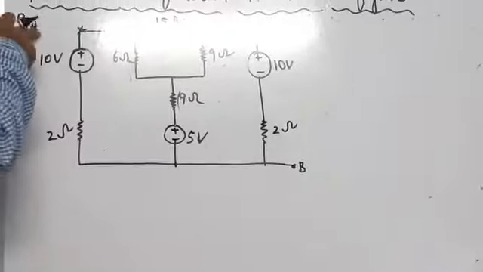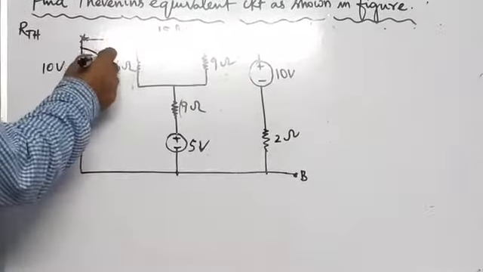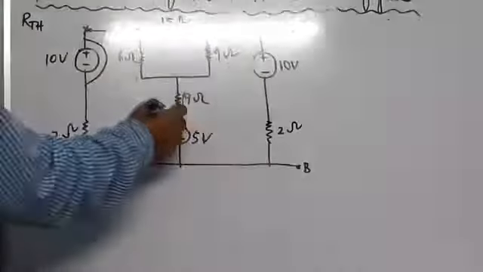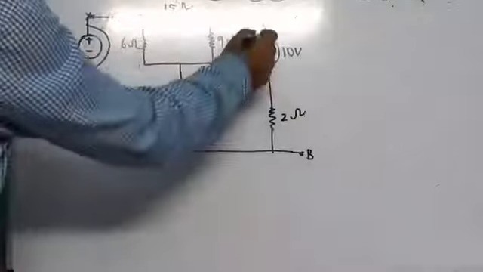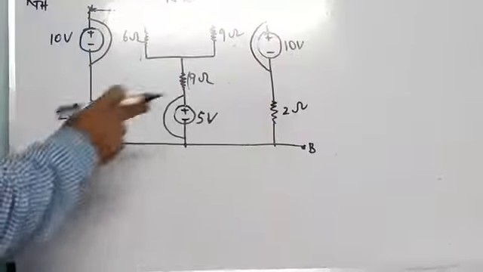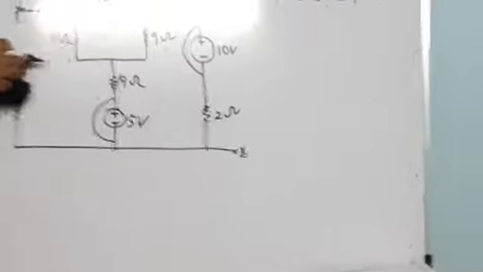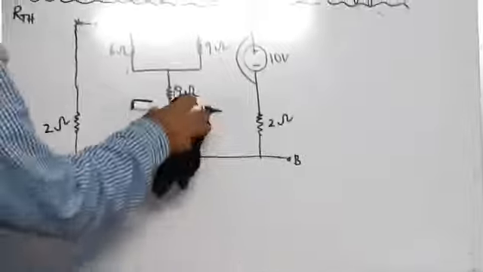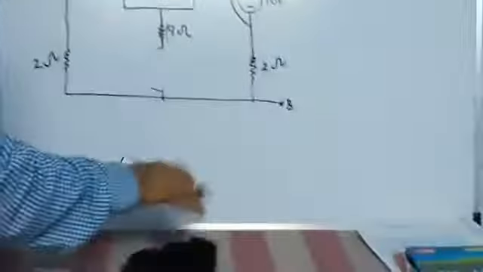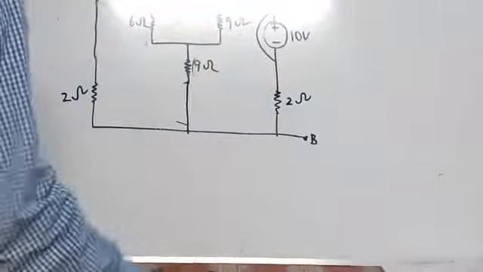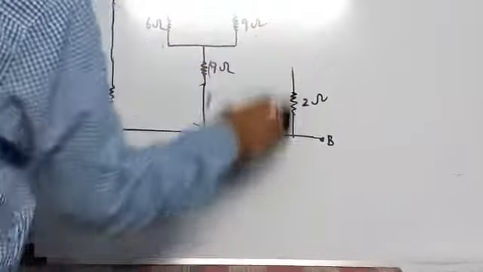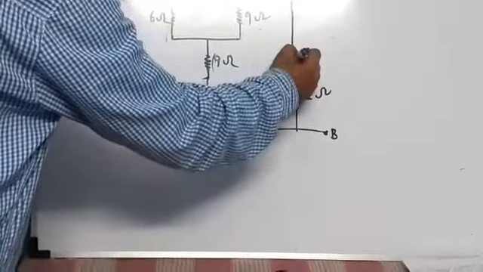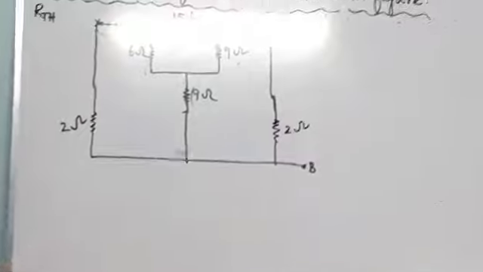For finding out the RTH, Thevenin's equivalent resistance, what is the condition? If a voltage source is there, it means short. If a current source is there, it means open. That means you remove it and put a straight line here. Here also you make it like this, and this also like this. Now the circuit becomes like this.